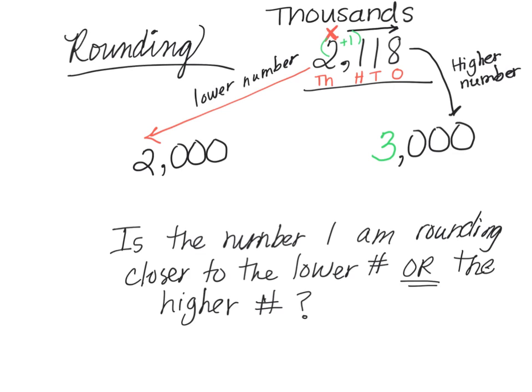Well, I really am sure that 2,118 is closer to 2,000. And so I'm going to round this number down to 2,000. So think about the number line from the previous video, and that shows you why 2,118 is closer to 2,000 than it is to 3,000.